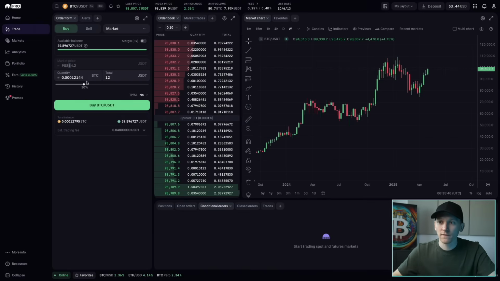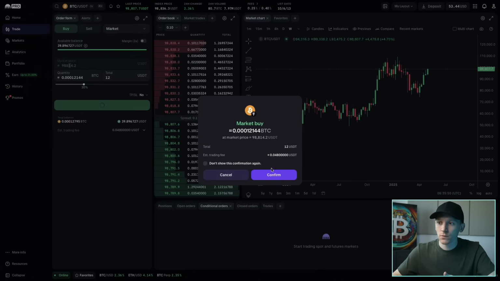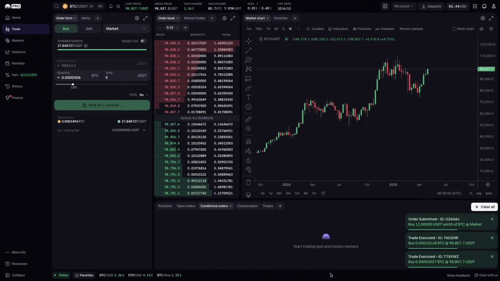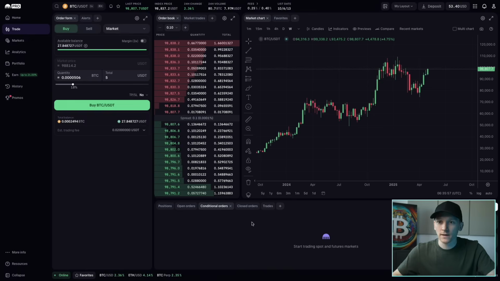So let's go ahead and do this. I'm just going to buy this amount. I cannot choose a price that I pay. It's going to check if I want to do it. Press confirm. That will trade immediately. You can see down here, it says order submitted and traded immediately. So I took their order off the book and I paid those higher trading fees.